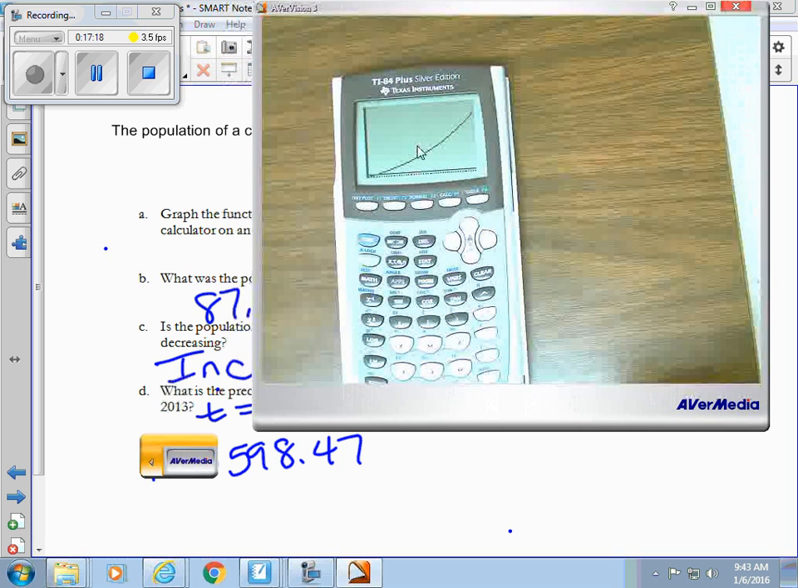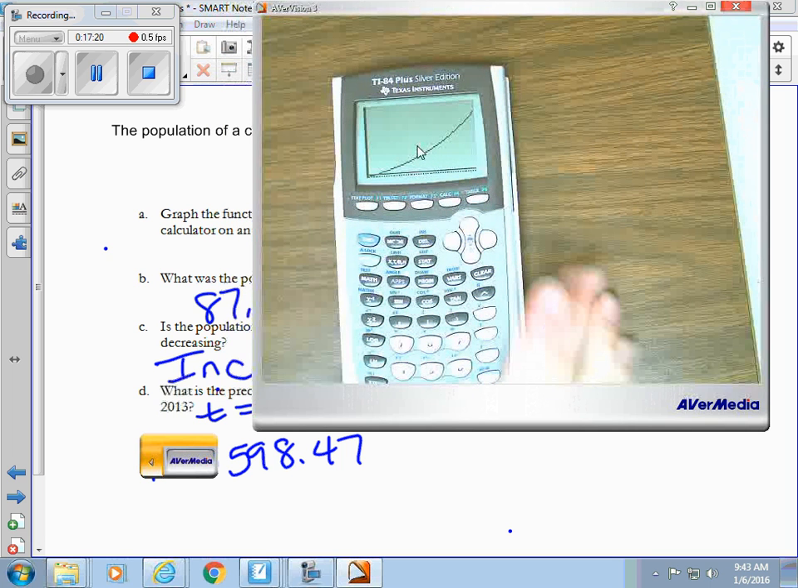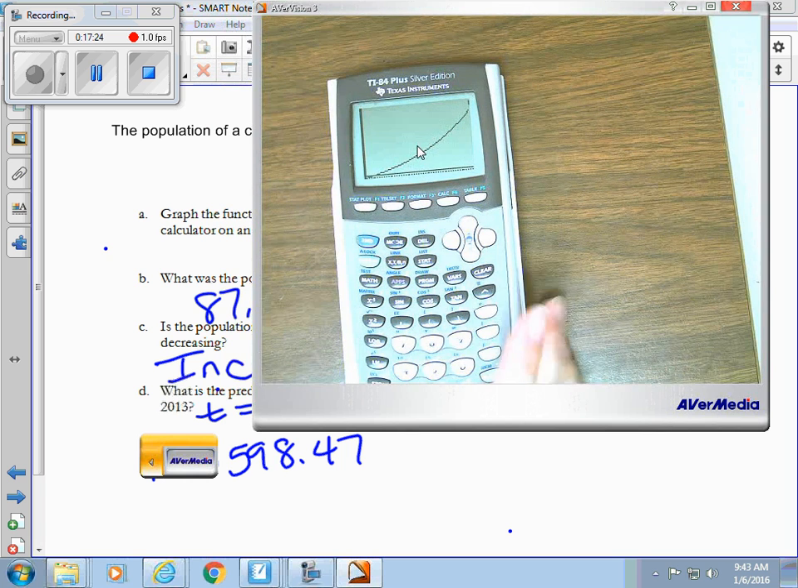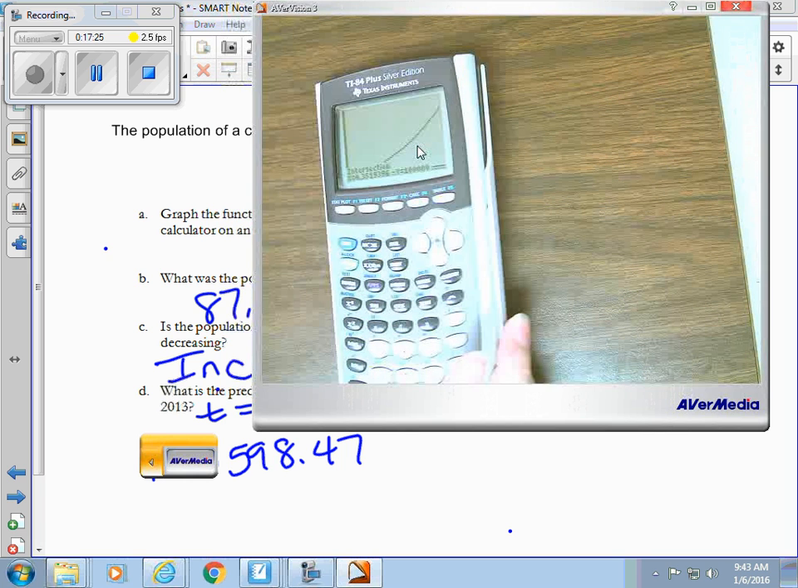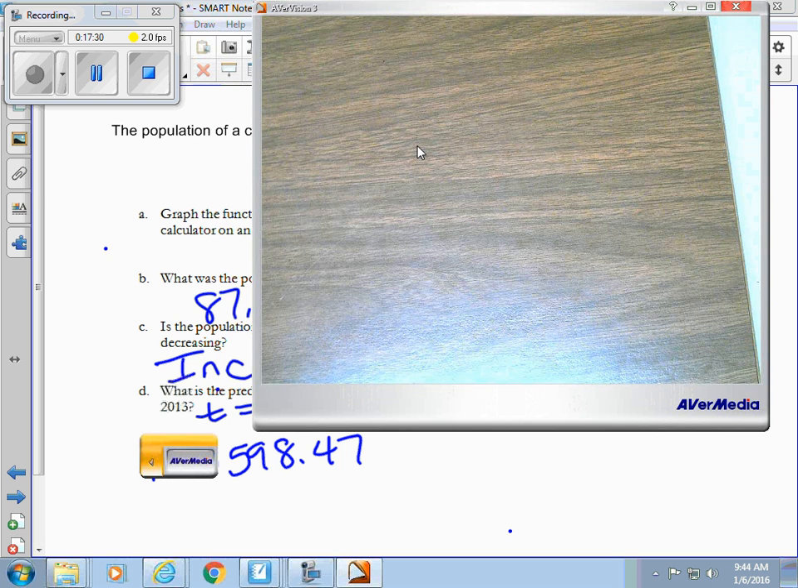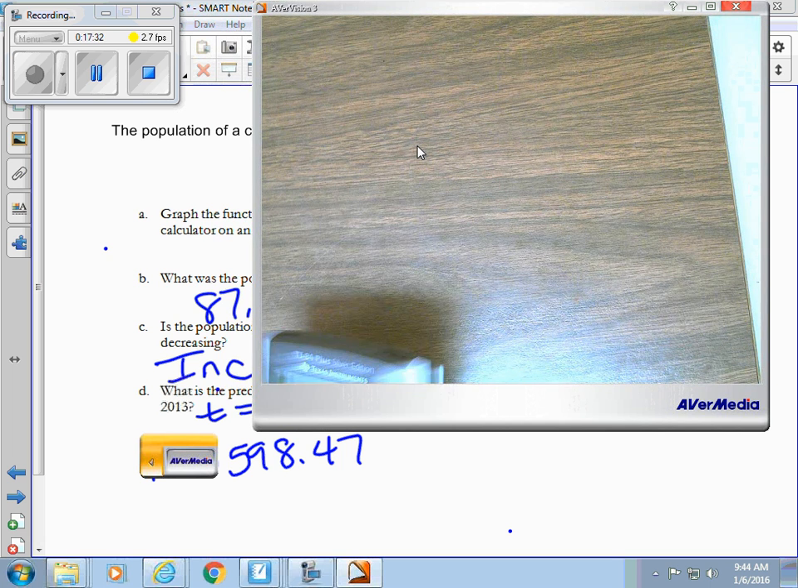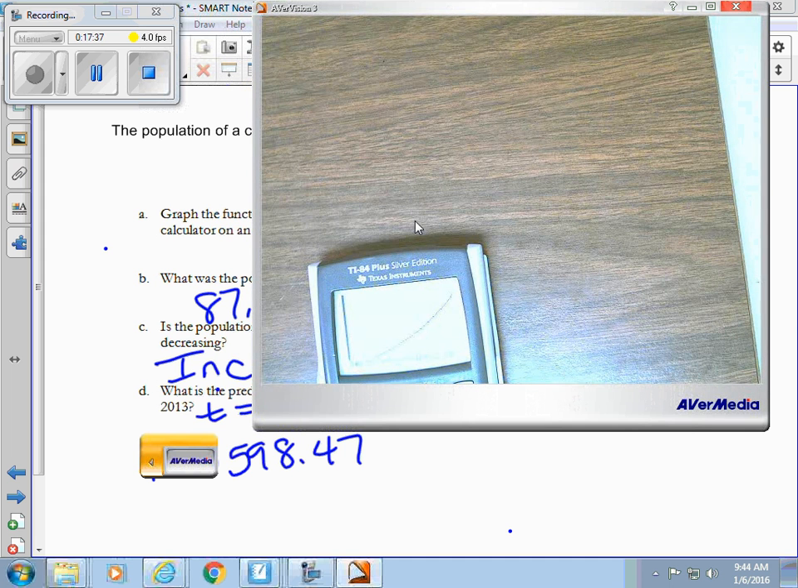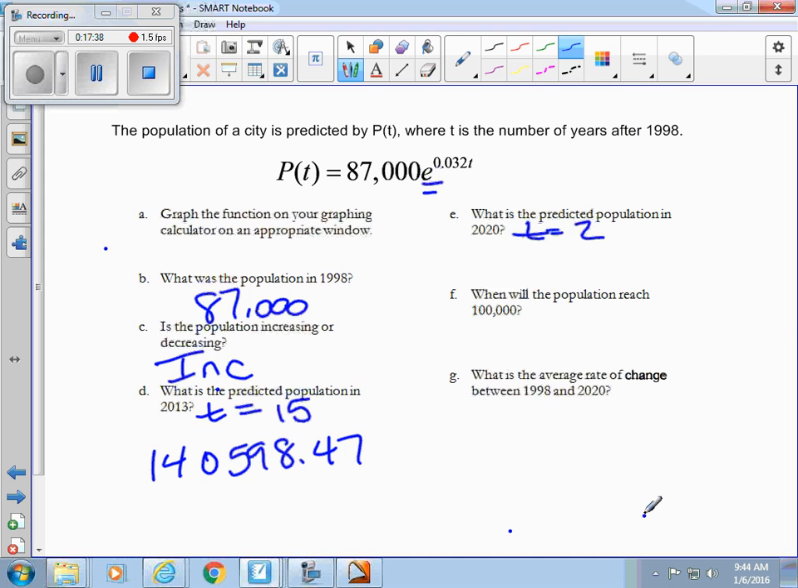Okay? Any questions about how to do that? And then second, trace 5, enter 3 times, and you get 8.35. Is that what that says? I think it is. That's like 8 years after. So what year would that be? 2006. In the 3rd month.